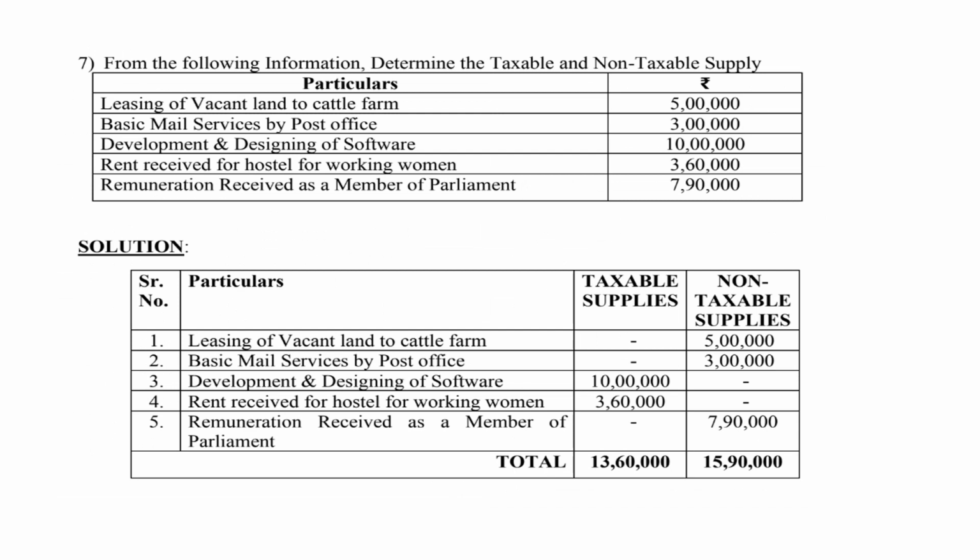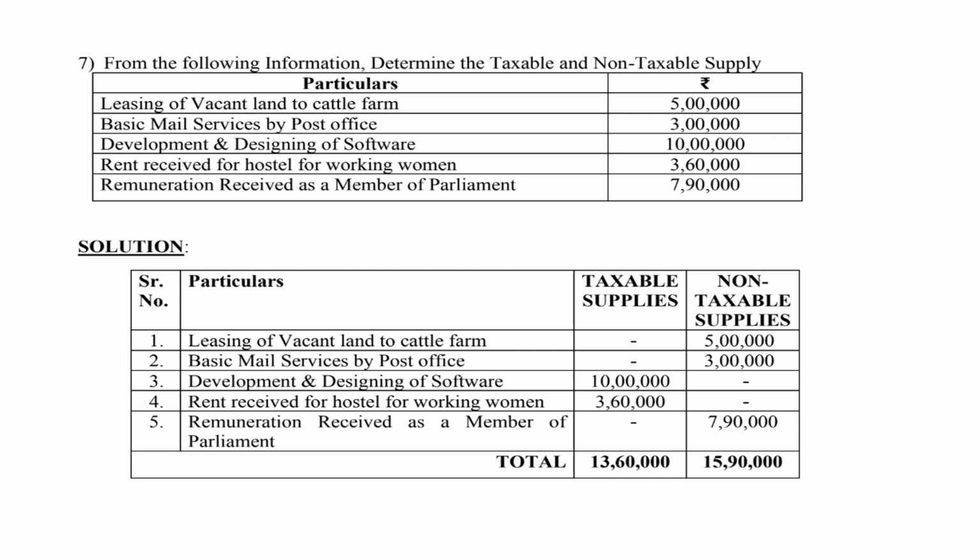Then you have the next sum, sum number 7. From the following information, determine the taxable and non-taxable supply. So these are the following conditions. We'll move to the solution. As it is, you write all the particulars, then you make two columns, taxable supply and non-taxable supply. Here in this sum you have not been told to calculate the GST, so we are not calculating the GST. You will just identify which is taxable supply and which is non-taxable supply.